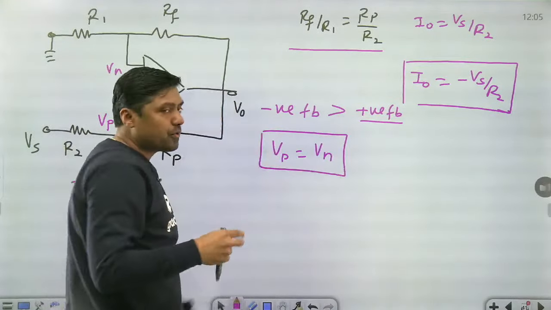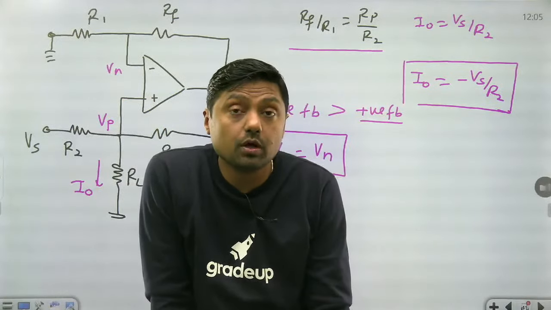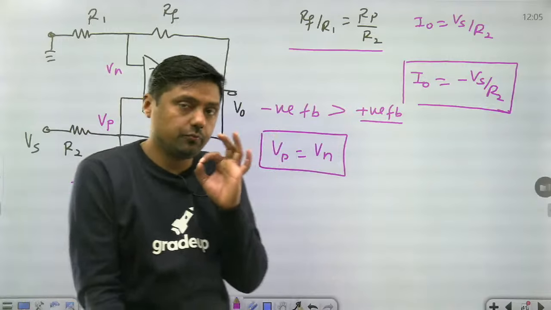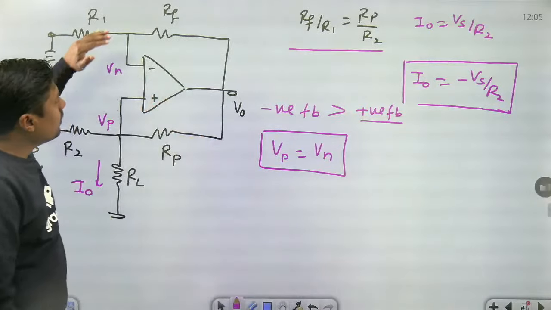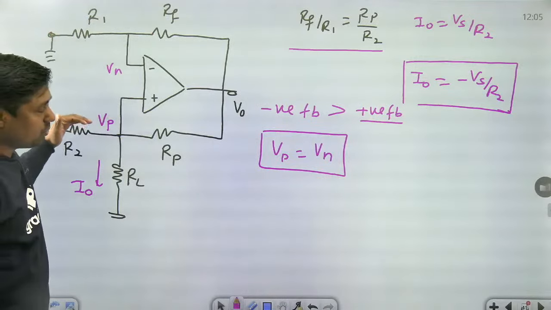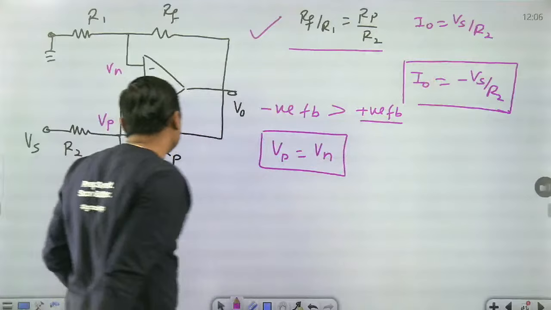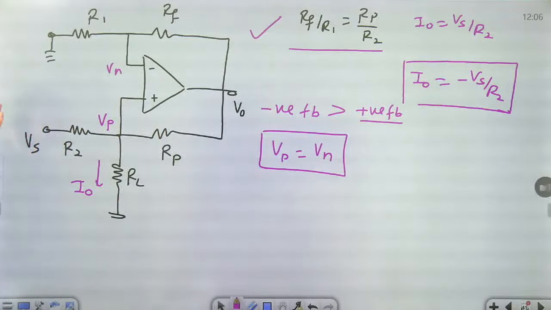Then what will be the procedure to solve this question in a GATE exam? It is one of the most important diagrams. First of all, check the ratio. Rf by R1 is equal to Rp by R2. If this ratio is satisfied, then check where Vs is connected. If it is connected to the non-inverting terminal, I0 is Vs by R2. If it is connected to the inverting terminal, it is minus Vs by R2.